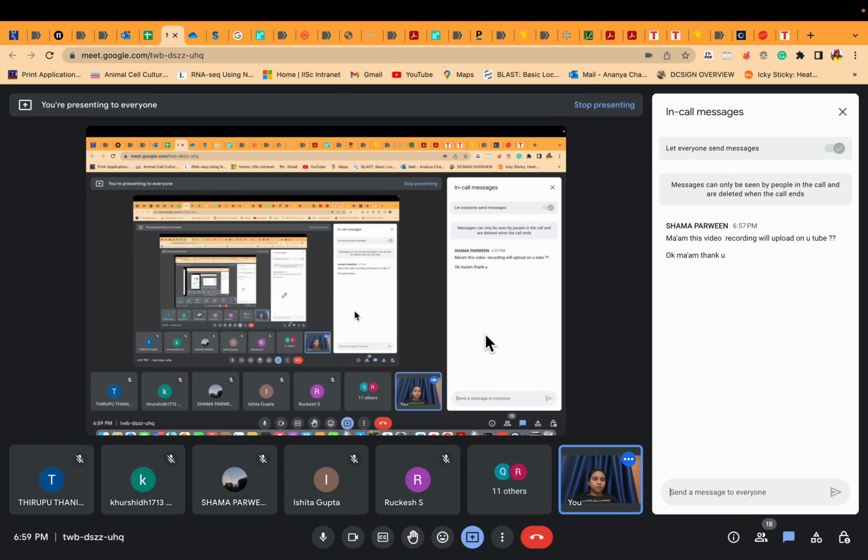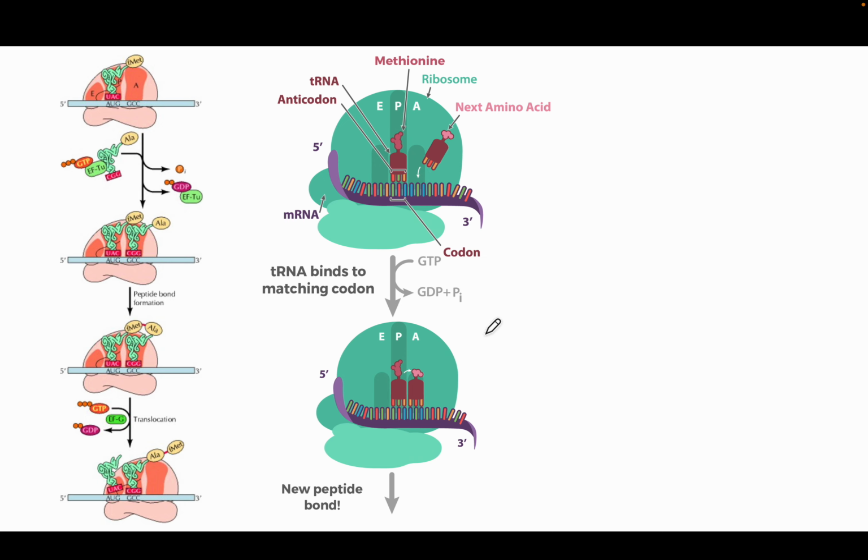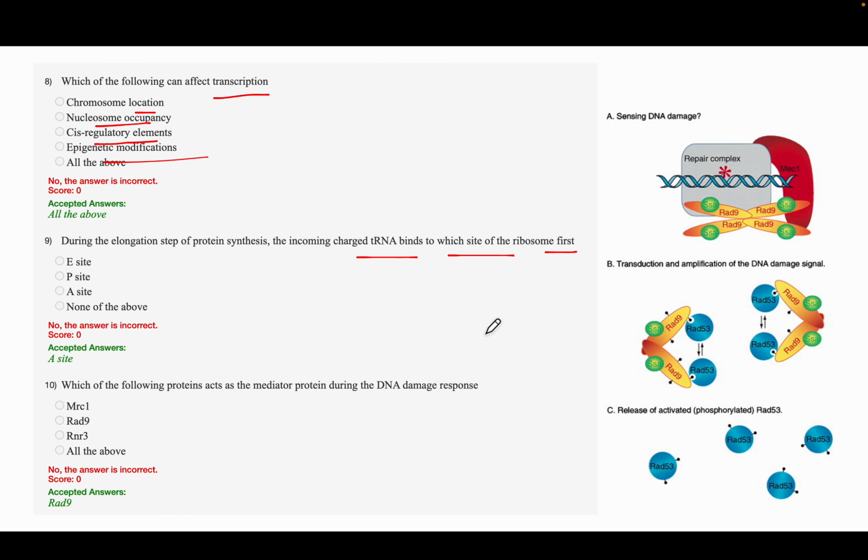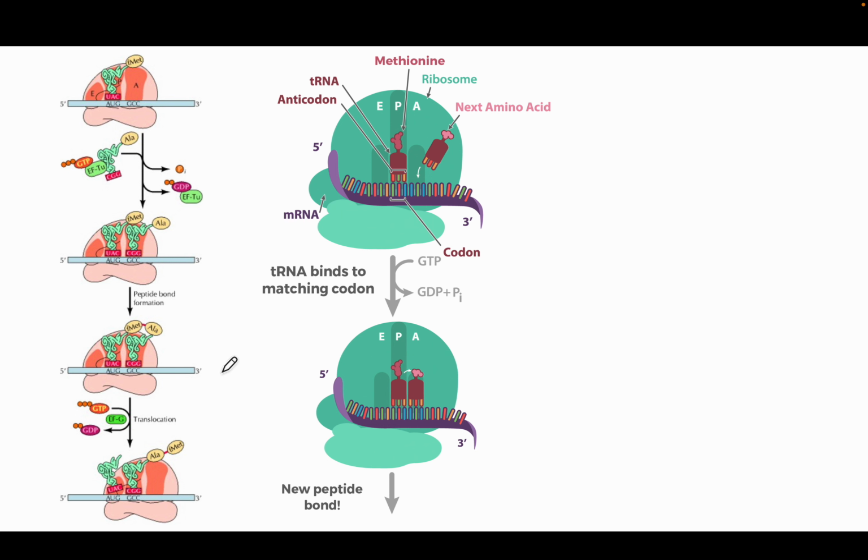So any questions, anyone? Before going to that question, we will see the diagram of translation, the schematic diagram, where you can see the initiator tRNA, which is bound to the P site. That means when it scans, where is the start codon? AUG is the start codon, and against that, the anticodon in the tRNA is UAC, so it will bind to the P site. Then another charged tRNA will come with the next amino acid, and it will bind to the A site.